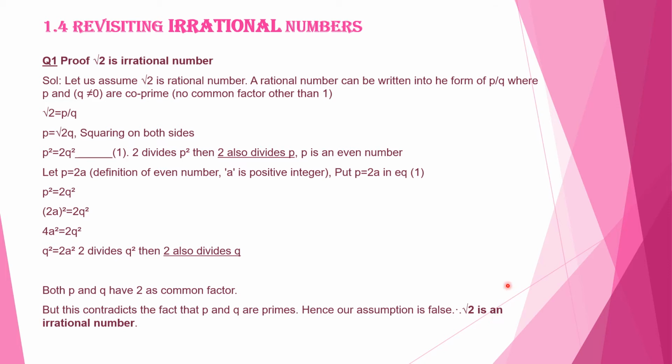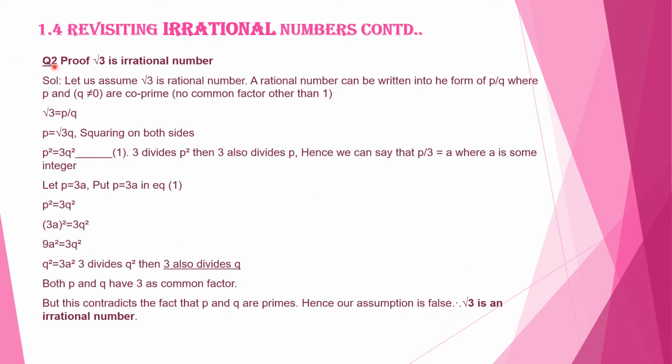So let's go to the another slide. Question number 2. Prove root 3 is irrational number. We will follow exactly the same approach that we followed in the previous slide. We will assume it the other way around, that root 3 is a rational number, and the moment root 3 is a rational number, you can define it in the form of p by q, where p and q are definitely co-prime numbers. That means they will not have any other factor other than 1.